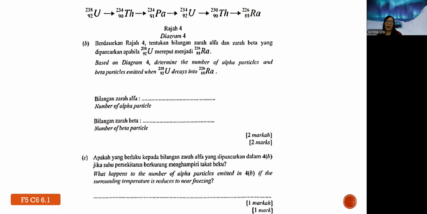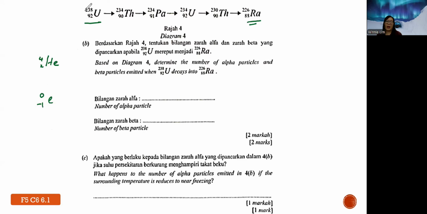Okay, so this is the idea. Next, based on the diagram above, determine the number of alpha particles and beta particles emitted when uranium decays into radium-226. For your information, to understand this topic well, you need to know what the so-called alpha particle is. An alpha particle is actually the helium nucleus. A beta particle is actually an electron, 0, -1.